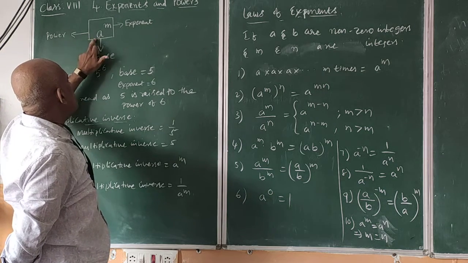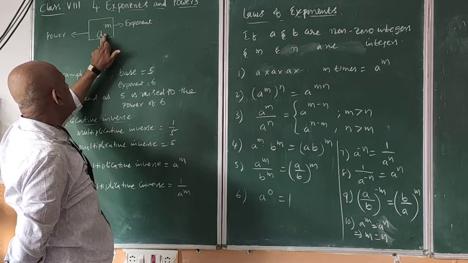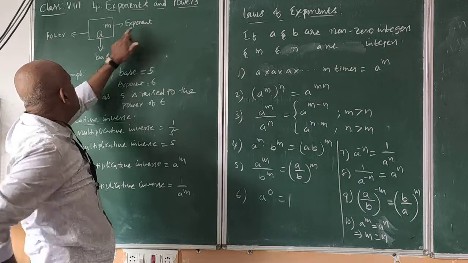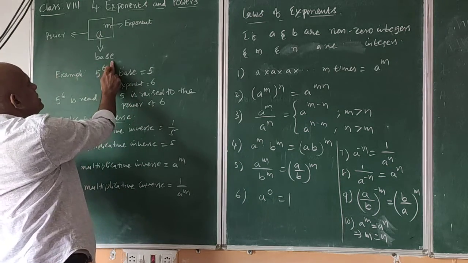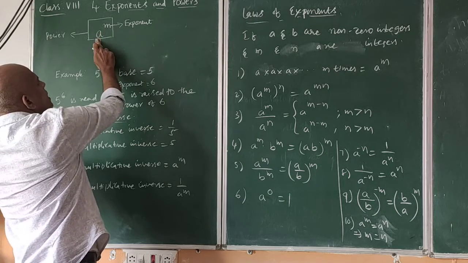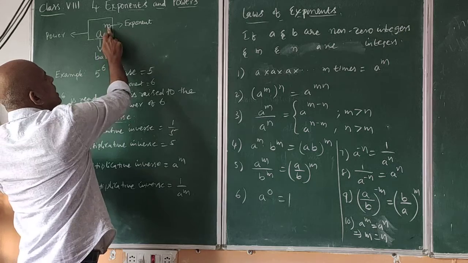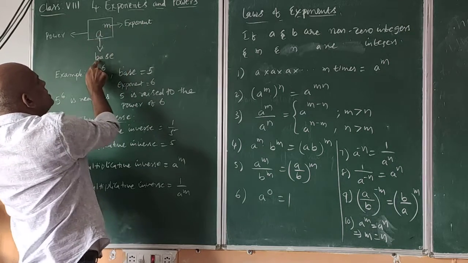That is a power m. Already we learned in the lower class, in the 7th class. a is raised to the power of m. In this way, m is called the exponent, and a is called the base. a power m, or simply we can say a to the power of m, where m is called the exponent and a is called the base.